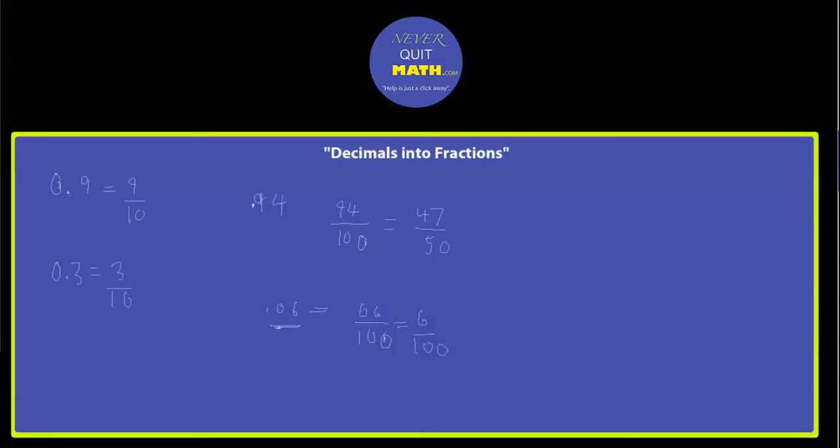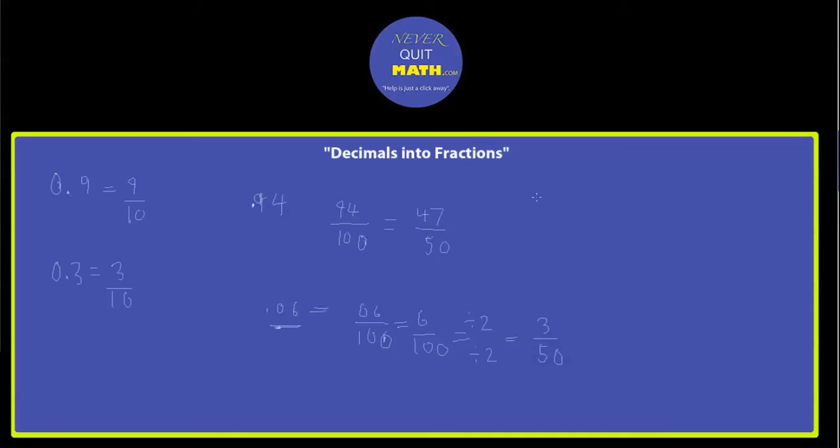So 6/100, if we had to reduce that, we divide the top and the bottom by 2. And what it will come out equal to is 6 divided by 2, we know, is 3. And 100 divided by 2, we know, is 50. So 3/50 would be the fraction. Alright? It's pretty straightforward.